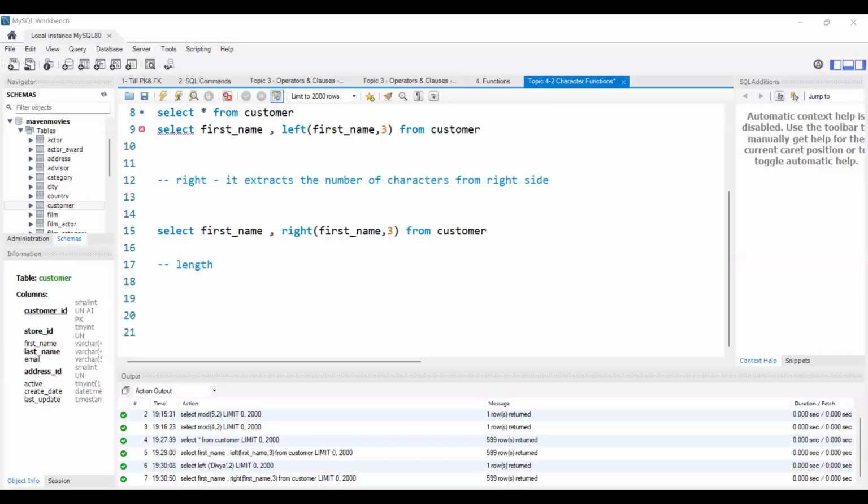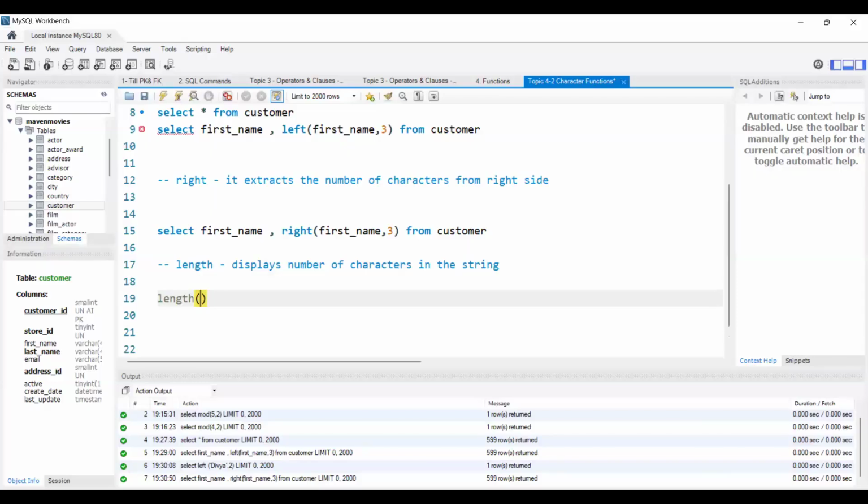The length function, in the sense, will display the number of characters in the string. That's it. Ma'am, is the function name length or len? Yes, I'll write it. Wait one second. Displays the number of characters in the string. Okay, so here it is length only. It's not len, length only.